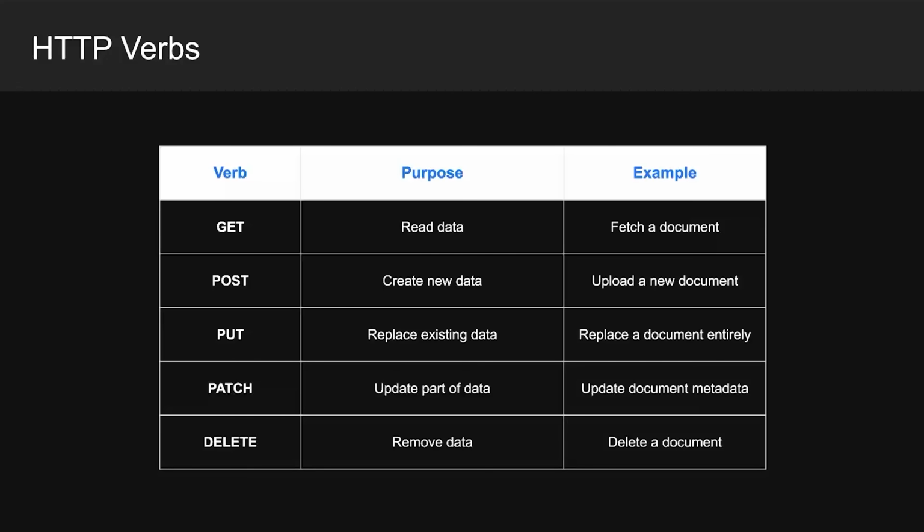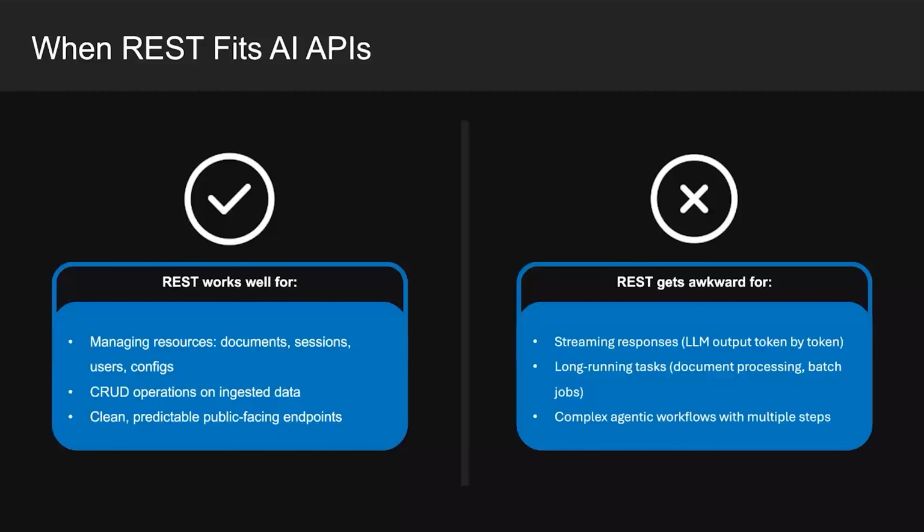Now, the HTTP verb tells your API what action to perform on the resource. GET is for reading. You are fetching data, not changing anything. POST is for creating something new. PUT replaces an existing resource entirely. PATCH updates only part of it. DELETE removes it. Together, the route and the verb fully describe the action. GET /documents means fetch all documents. POST /documents means create a new document. DELETE /documents/42 means remove document 42. Clean, consistent, and predictable.